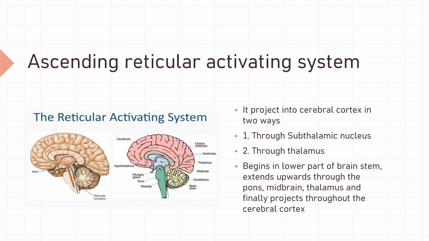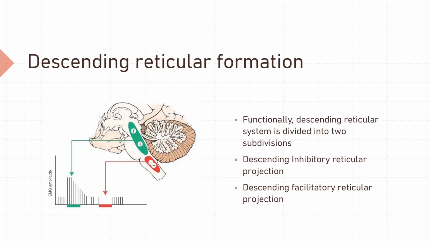The ascending reticular formation, which we mentioned earlier, is also known as the ascending reticular activating system because it's involved in consciousness and arousal. It projects into the cerebral cortex in two ways, through the subthalamic nuclei and through the thalamus. It begins in the lower part of the brainstem and extends upwards through the pons, midbrain, and thalamus, and finally projects throughout the cerebral cortex. The descending reticular formation brings messages to and from the motor neurons of the spinal cord. These are the reticulospinal tracts.